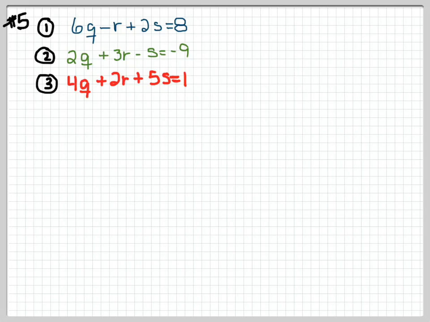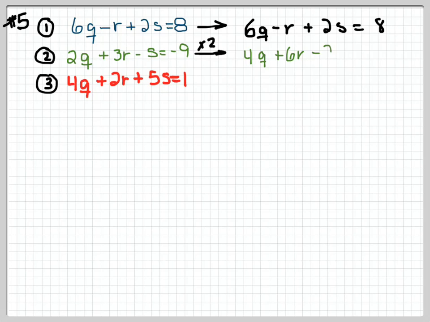So I'm going to first rewrite this equation. And I have 6Q minus R plus 2S equals 8. And I'm going to take this equation times 2, and then we'll get rid of my S's, hopefully. And when I multiply, let's do it in green, I think, I'll have 4Q plus 6R minus 2S equals negative 18.